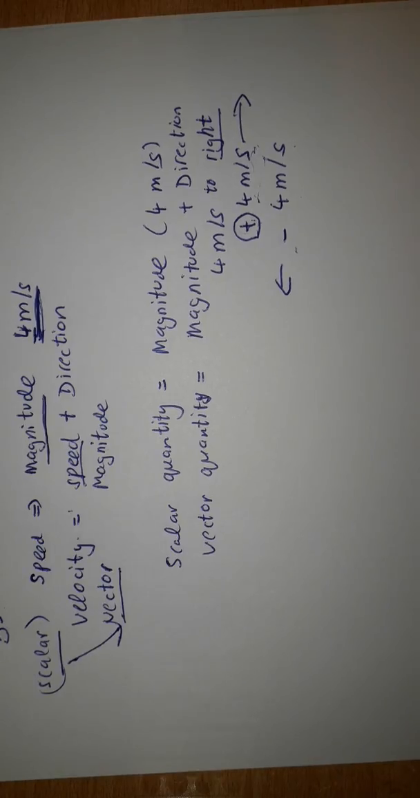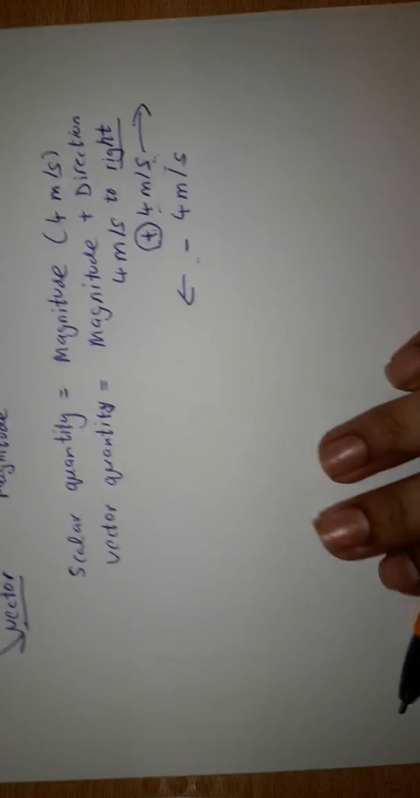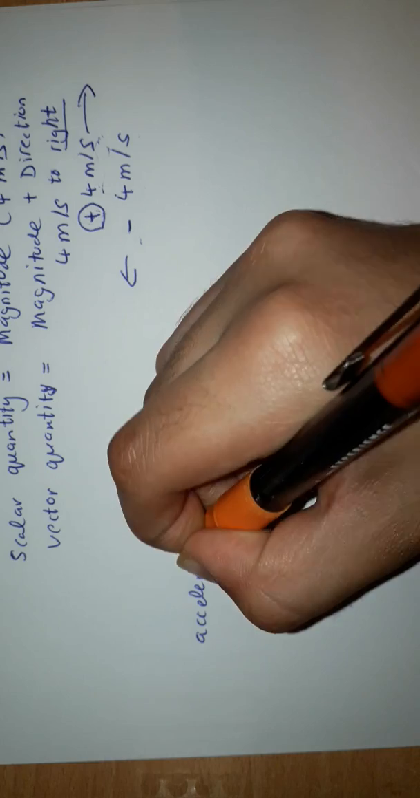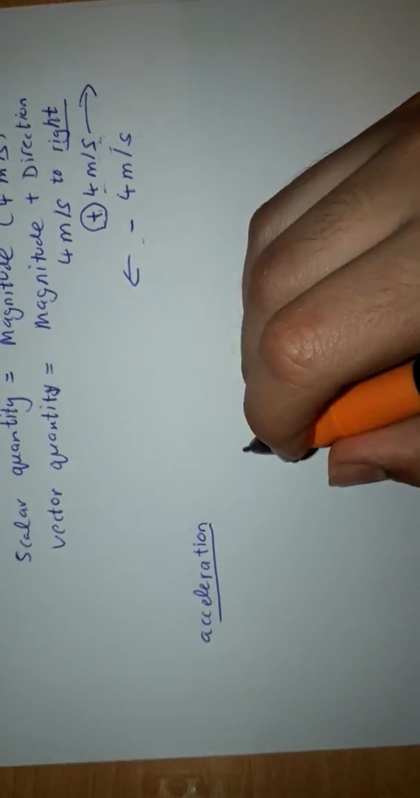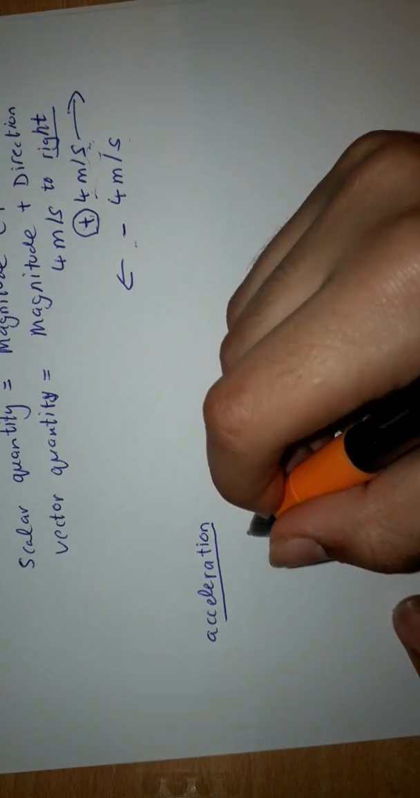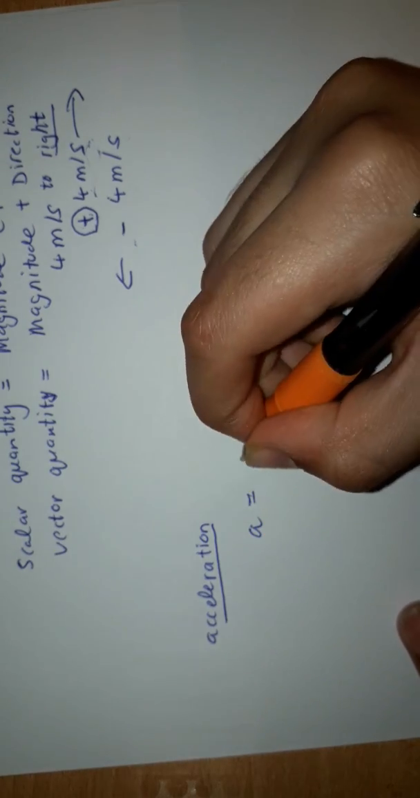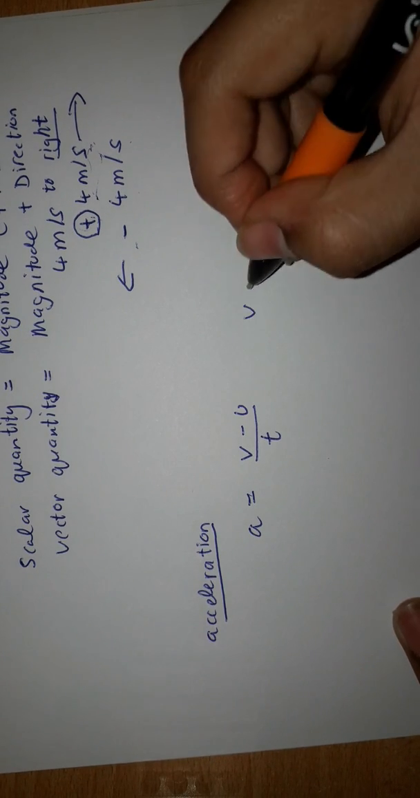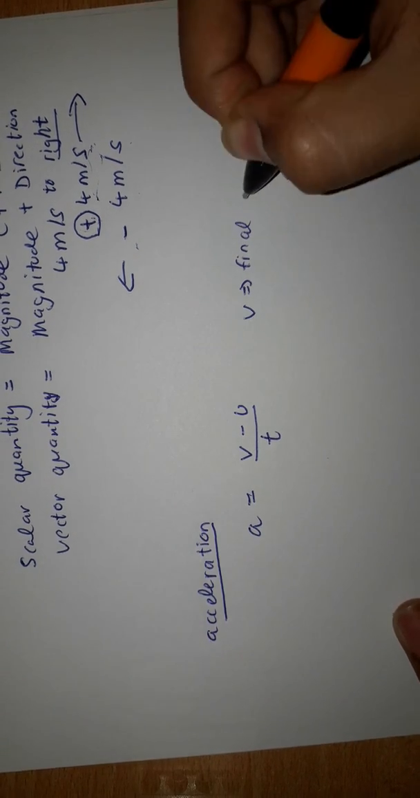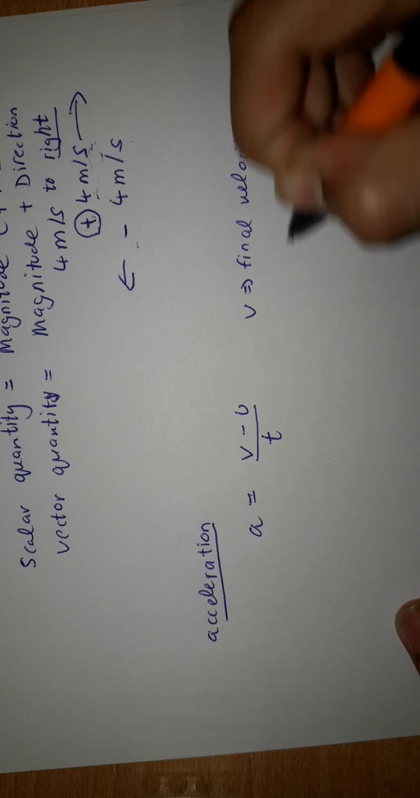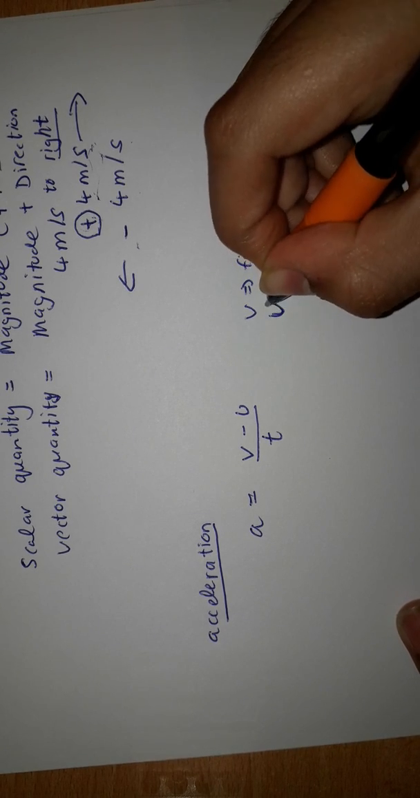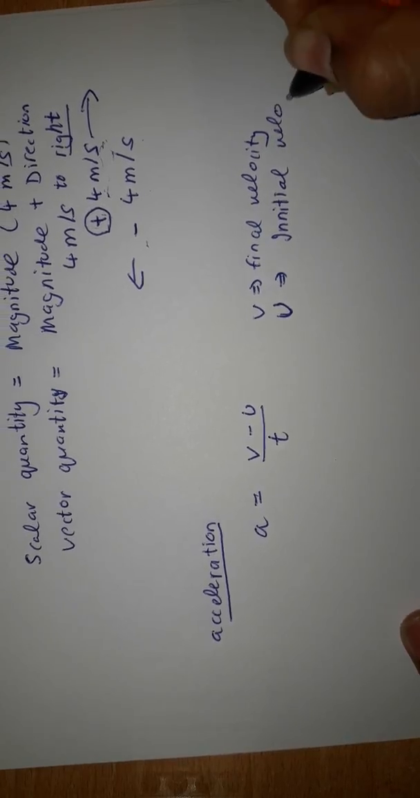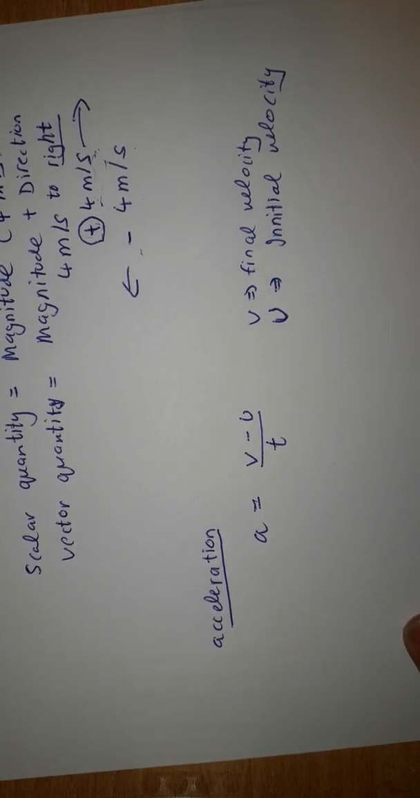Another thing that you would like to know is acceleration. So acceleration, let me write that down. Basically, the formula for acceleration is v minus u divided by t. Now, v indicates final velocity, u indicates initial velocity, and t indicates time.